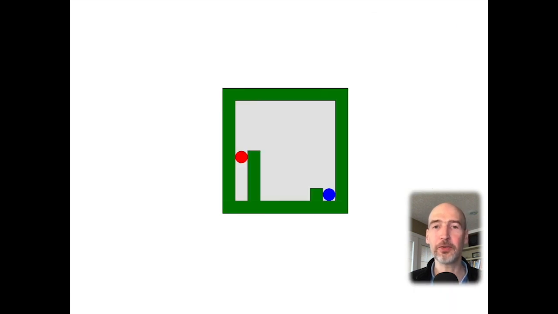Okay, so let's look at this visually, because there's actually a very general thing that happens here for many, many different cases. And so here we've got a start state in red, a goal state in blue.